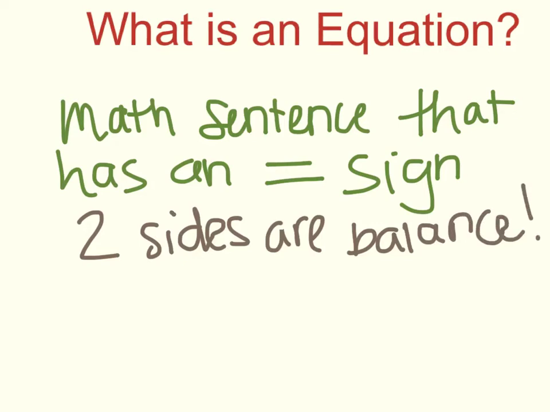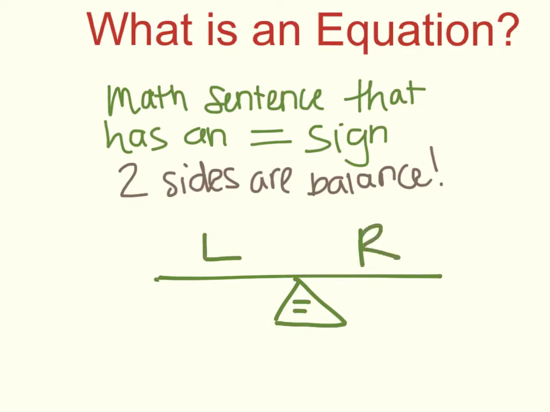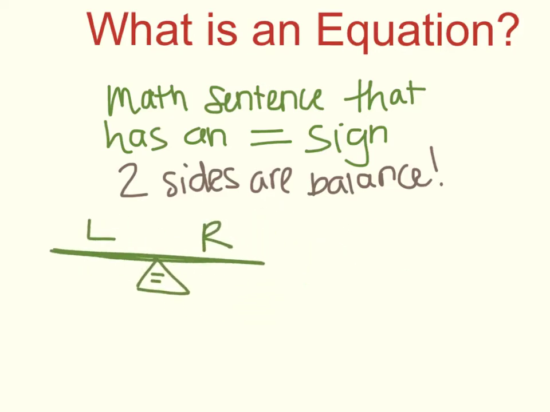If you think of a balance beam, okay, so here's my balance beam. That equal sign goes at the fulcrum, and then whatever's on the left side and the right side, they have to be equal so that balance is straight. So that's what an equal sign does. Let me give you some examples.